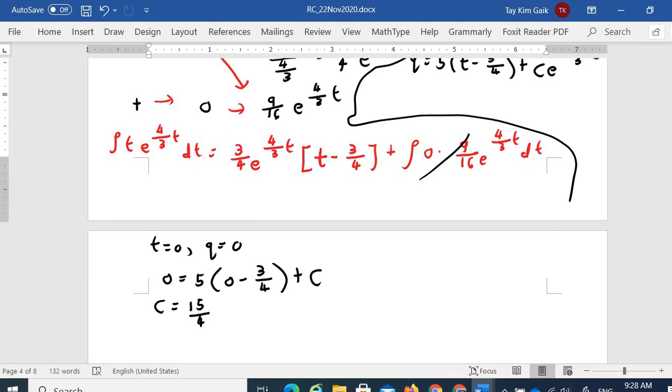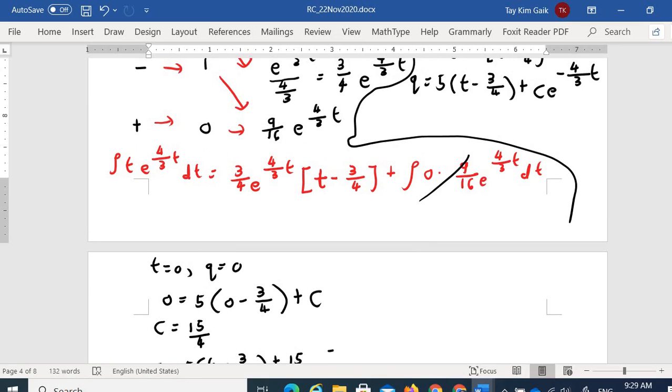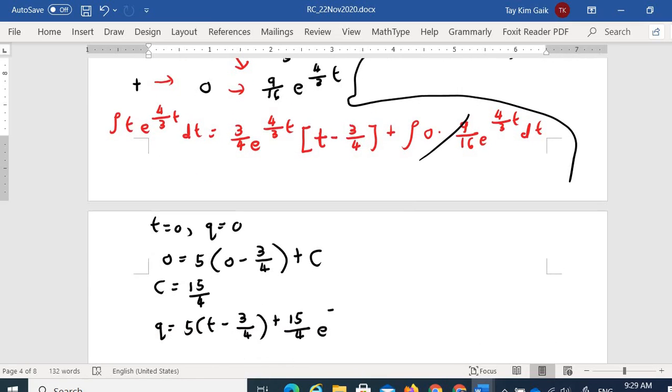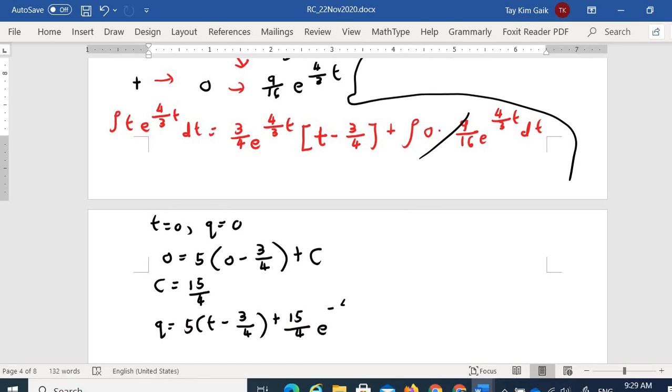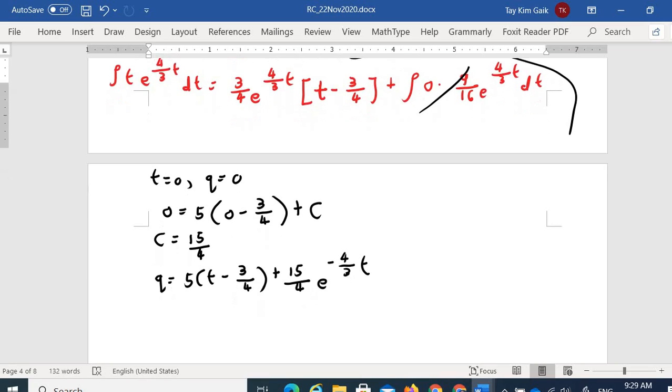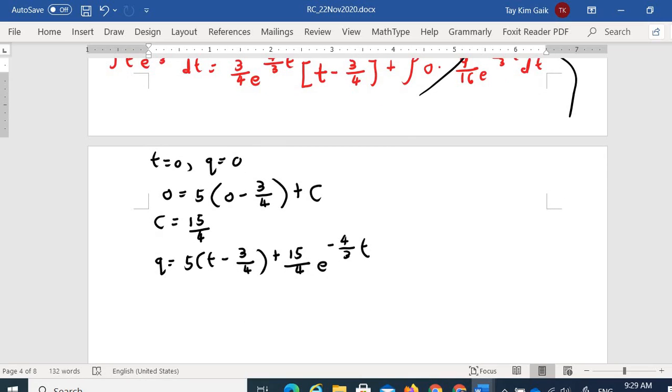Plug in the c to the q. So you get 5t minus 3 over 4 plus 15 over 4 exponent negative 4 over 3t. So this is a particular solution.